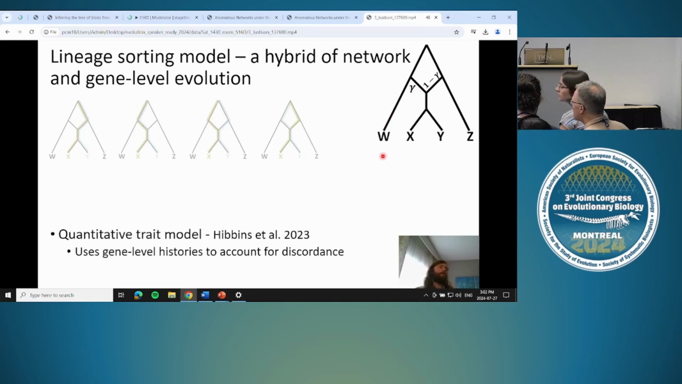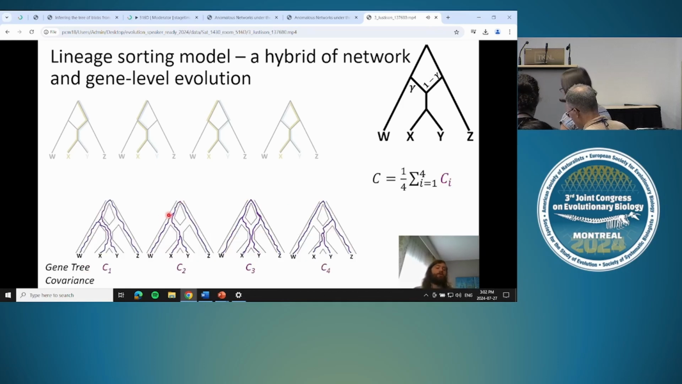And so one way that people can account for this discordance in processes like incomplete lineage sorting is by using this quantitative trait model from Gibbons et al. And what it does is it uses gene-level histories to directly account for that discordance. So if the gene tree histories are in purple here, essentially what it does is it takes an average of the covariances from each of those gene trees to compute the overall covariance.